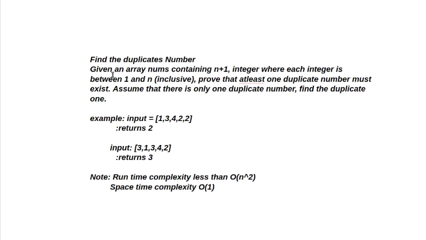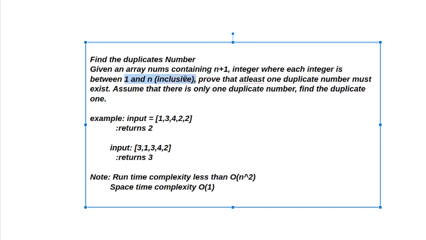Given an array of numbers containing n plus 1 integers, where each integer is between 1 and n. This is important to notice, because whenever they mention a range like 1 to n, we have to be careful. The problem is to find at least one duplicate within the given array. For the input 1, 3, 4, 2, 2, the repeated number is 2, so we return that.